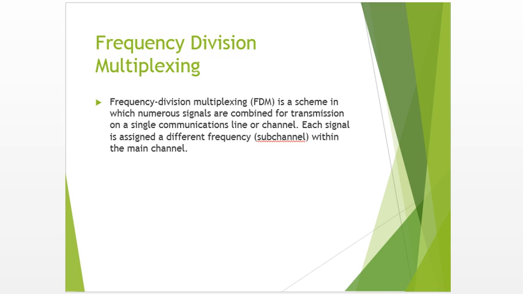Frequency division multiplex. Frequency division multiplex is a scheme in which numerous signals are combined for transmission on a single communication line or channel. Each signal is assigned a different frequency within the main channel.